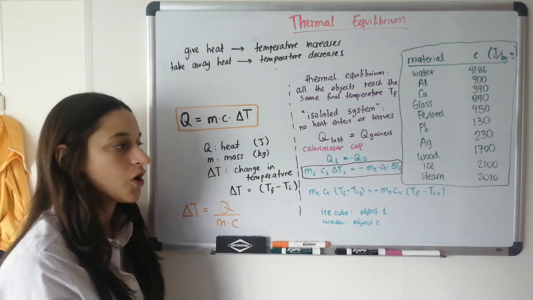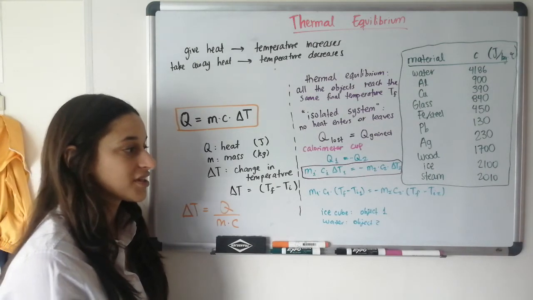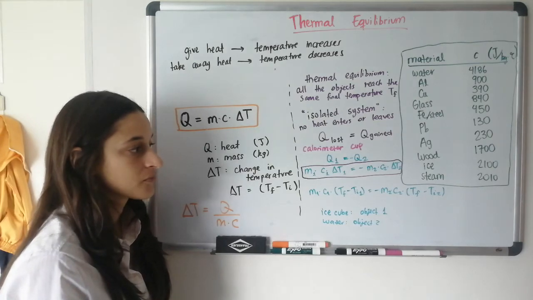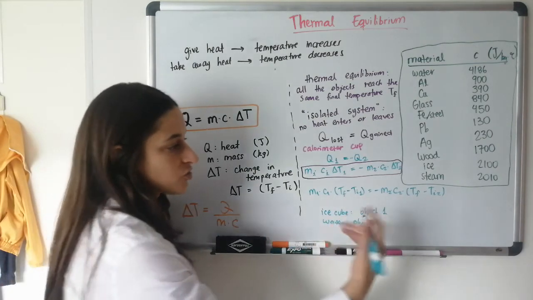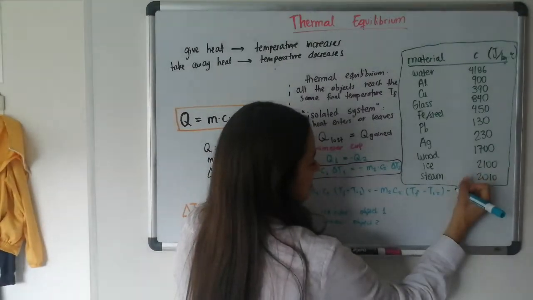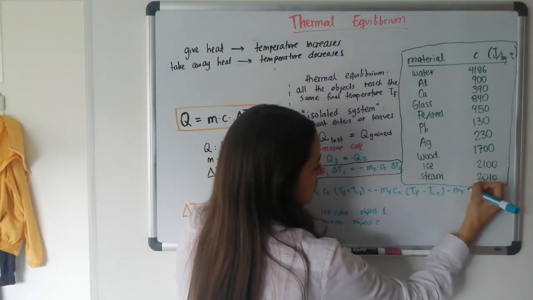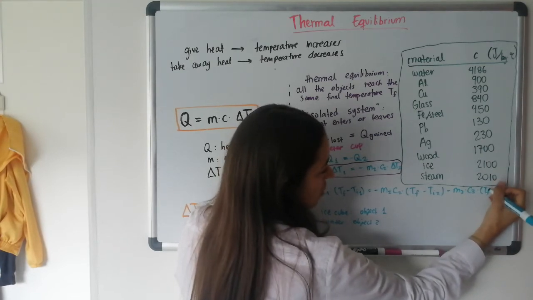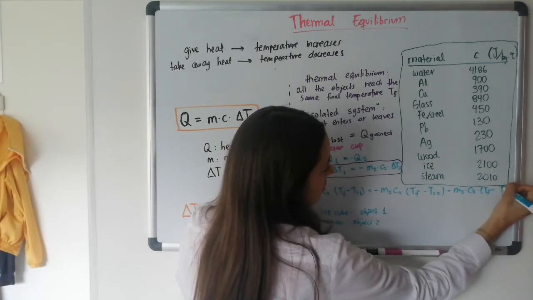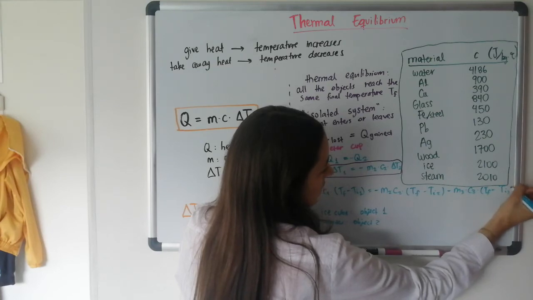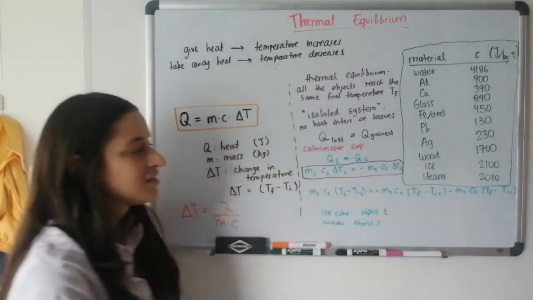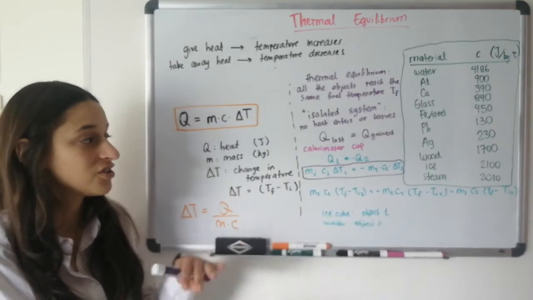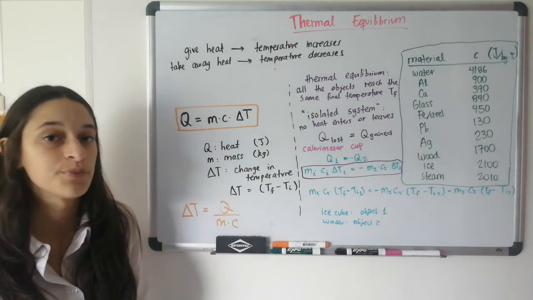If you have more objects, you put another MC delta T. Maybe it's another hot object that will lose heat, so you put another negative here, and you put your M3 times C3 times (TF minus TI3). No matter how many objects there are, there's still only one TF. So that is the definition, the introduction, and the equations for thermal equilibrium.